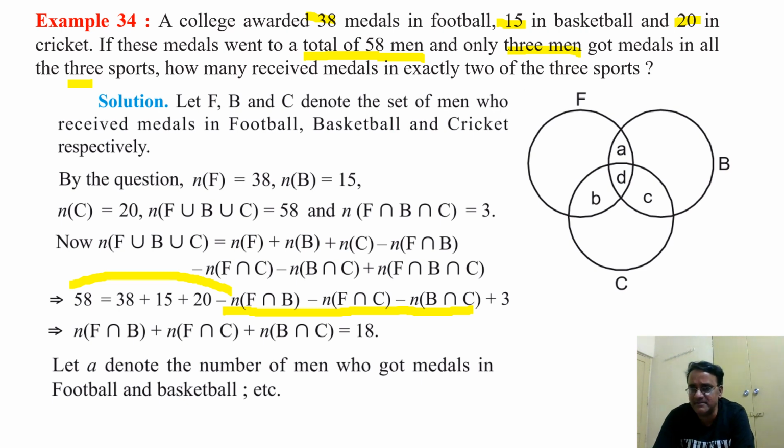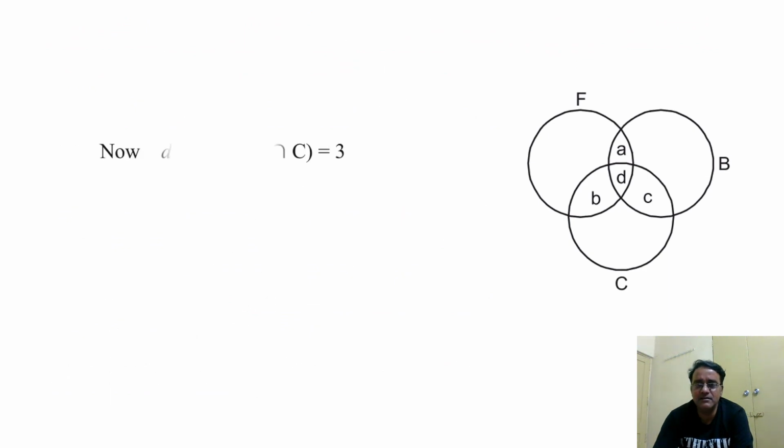Okay, now see, this is the Venn diagram. यहाँ पे जो D है, right, जिसको मैं अभी हाईलाइट कर रहा हूँ, the value of D means common of all these 3. The value of D is 3. Now let A denote the number of men who got medals in football and basket. So here D is equal to N of F intersection B intersection C is equal to 3.